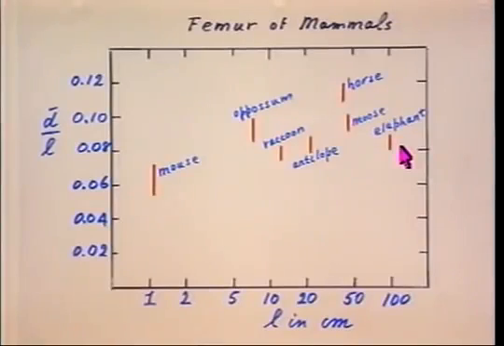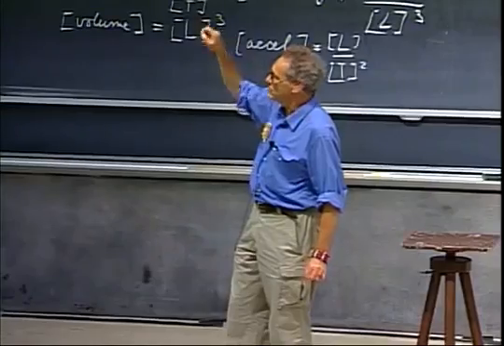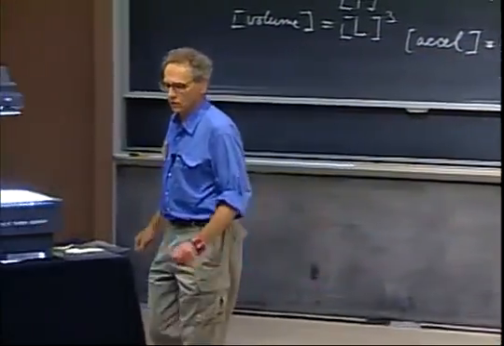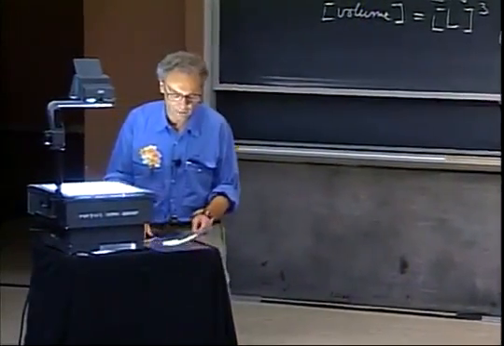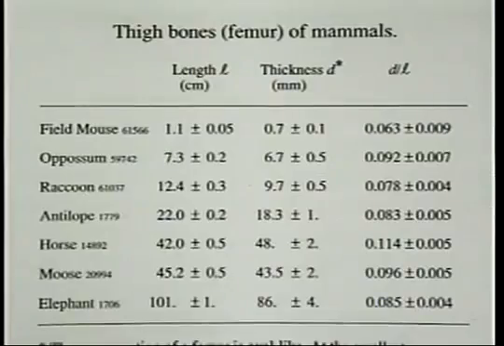These vertical bars indicate my uncertainty in measurements of thickness, and the horizontal scale, which is a logarithmic scale, the uncertainty of the length measurements is in the thickness of the red pen, so there's no need for me to indicate that any further. And here you have your measurements, in case you want to check them.